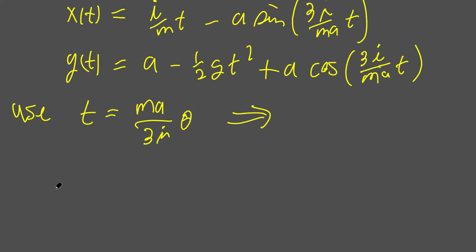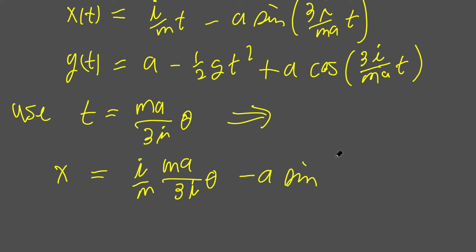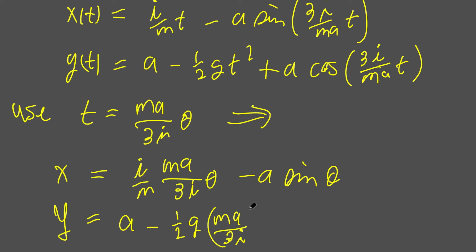So that gives us x as a function of theta for the tip, equal to I over m times ma over 3I times theta, minus a times sine of, well, this is just theta. And y for the tip is a minus 1/2 g times t squared. That would be ma over 3I quantity squared times theta squared, plus a times cosine of theta.